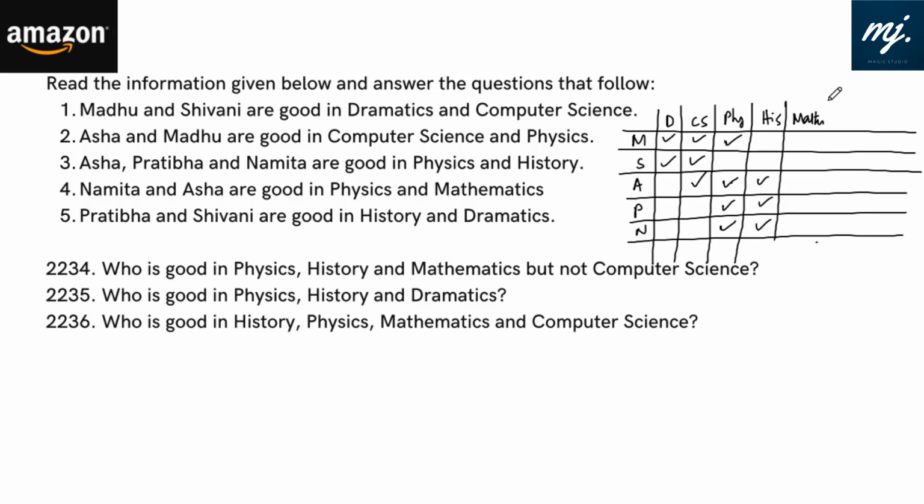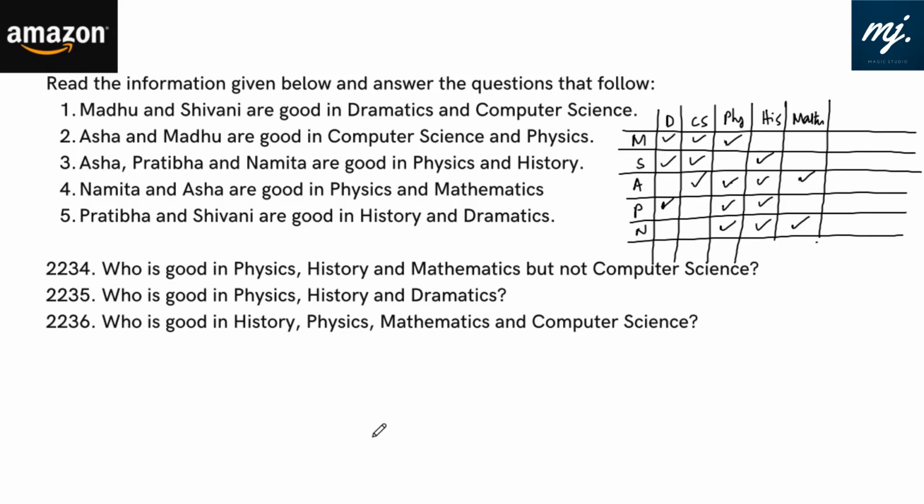We have one more, that is maths. Physics is already there. Namita is also good in maths. Asha is good in physics already, maths also. Pratibha, Shivani. Shivani was there. History and dramatics. Shivani, dramatics and history. And Pratibha, dramatics and history is there.